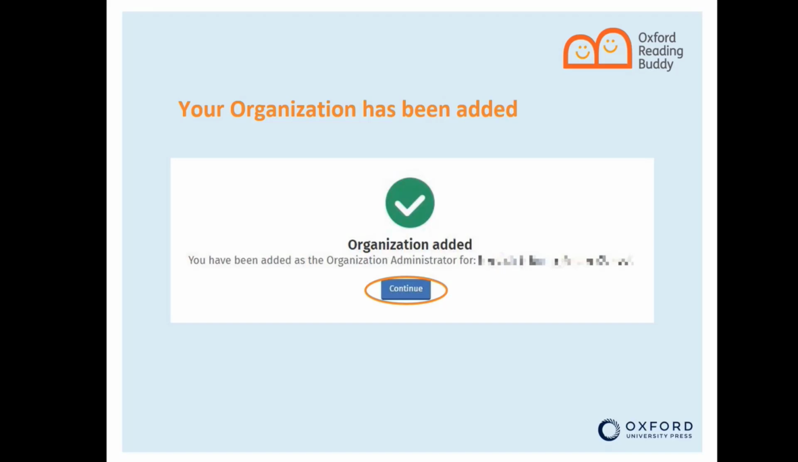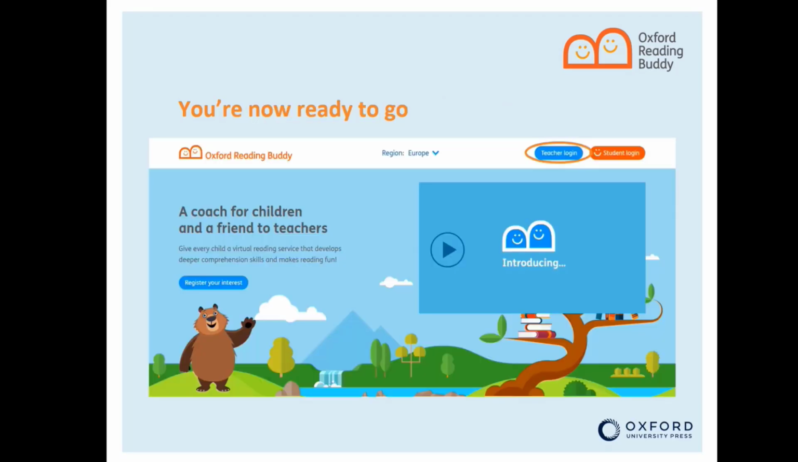After clicking Register My Organisation, you will see this confirmation message on screen. Click Continue. This will take you to the Oxford Reading Buddy home screen, where you can use your Oxford ID to log in via the Teacher Login button in the top right-hand corner of the screen.